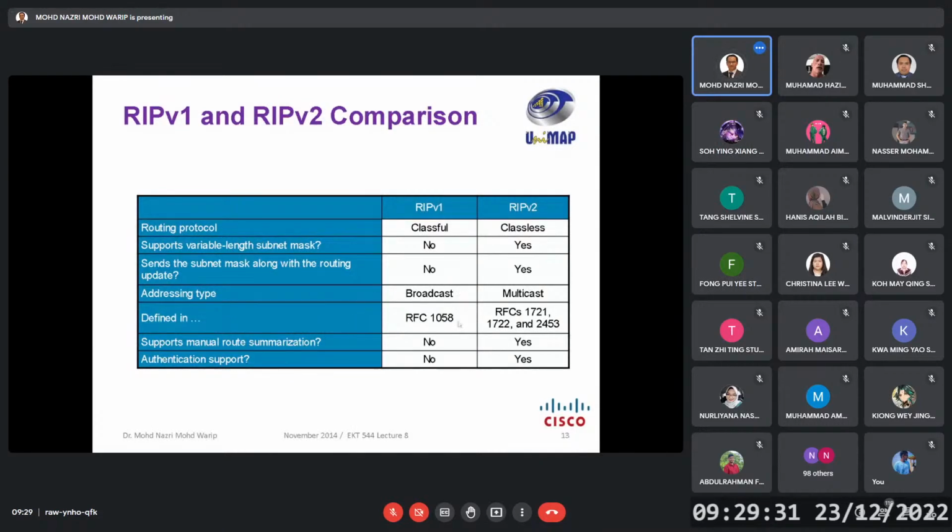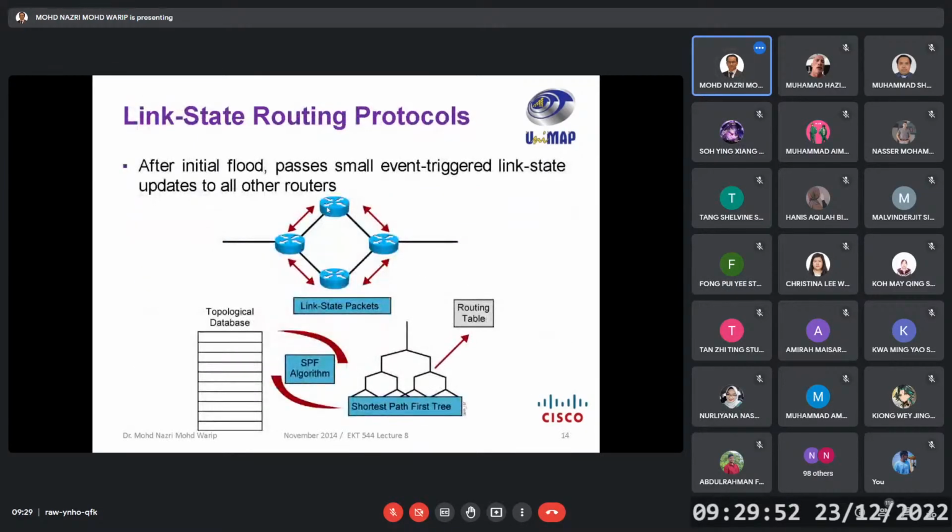supports multicast. Okay, for version 2, the standards are 1721, 1722, and 2453. These are RFCs. Okay, for version 2, you can do route summarization and also authentication support. Okay, link state routing protocol.